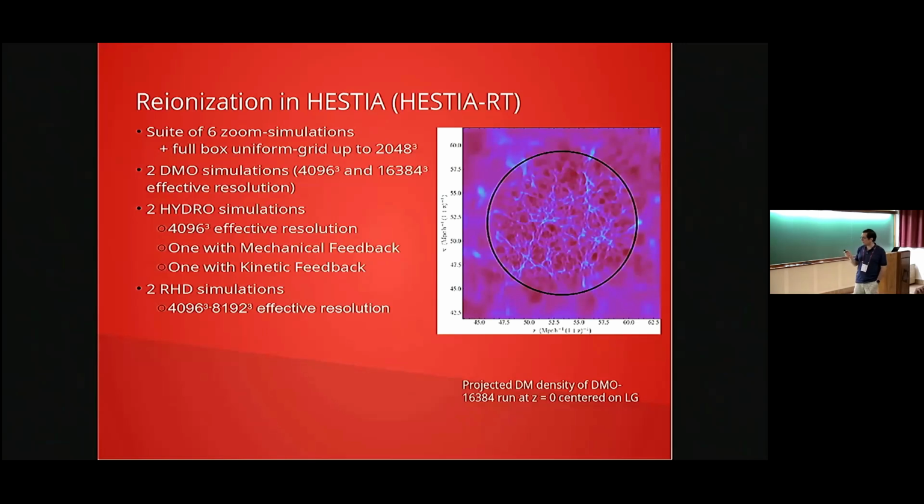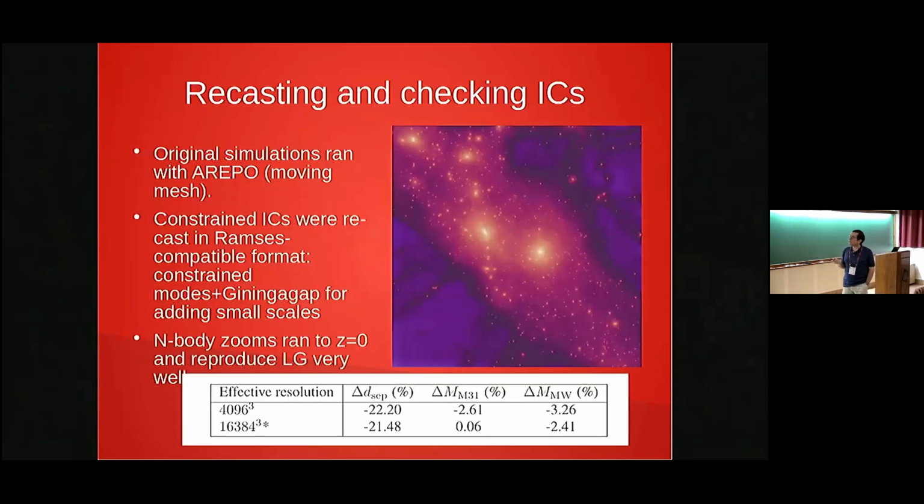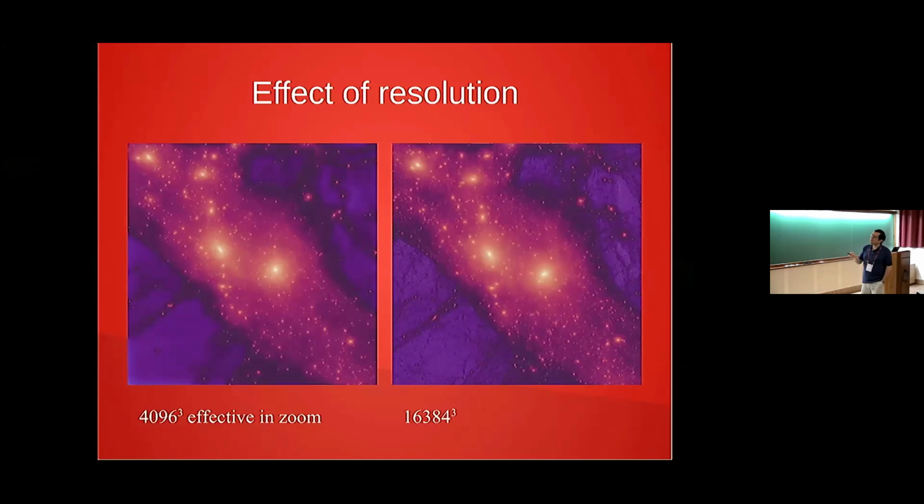So if you look at different realizations at different resolutions, the structures are stable. You can see the Milky Way and M31 in this big filament, but this is just a small detail of the box, of course. And it's stable between 4,000 cubed and 16,000 cubed resolution. That's effective resolution in the zoom, not in the whole box.